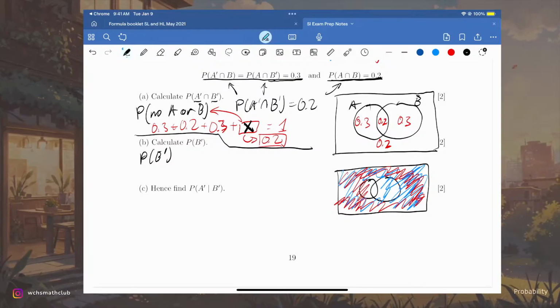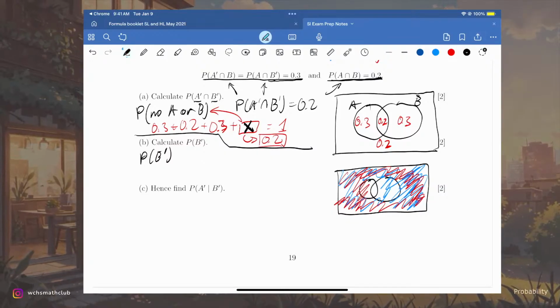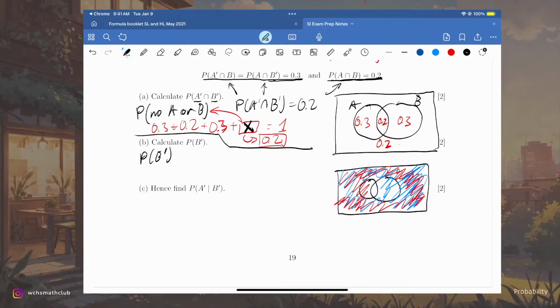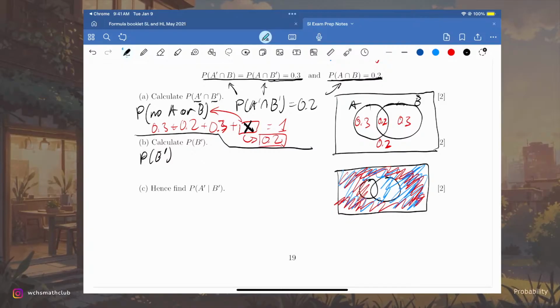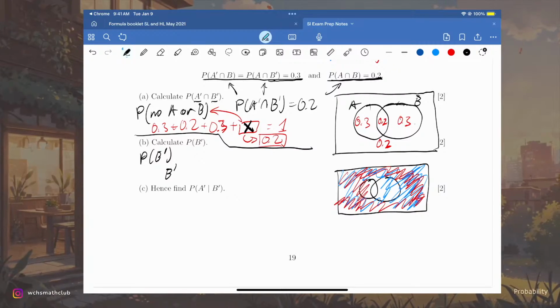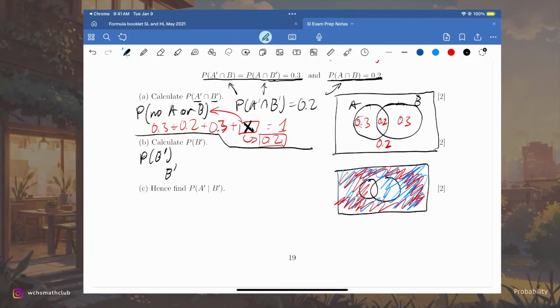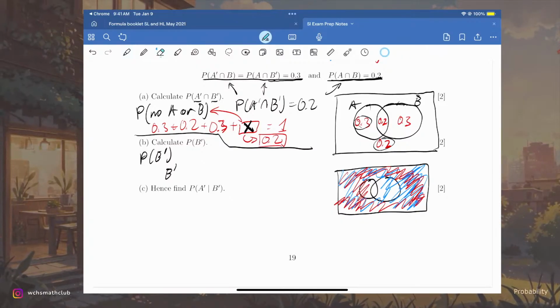The good thing about drawing a Venn diagram is that you don't have to do any of the work associated with just the algebra, because now you have the picture with you. You can see everything that's going on, and it's really easy to visualize what's actually happening. So notice that B prime is just everything that is not in B. And what's not in B? Well, we have this 0.3 over here. We have this 0.2 over here.